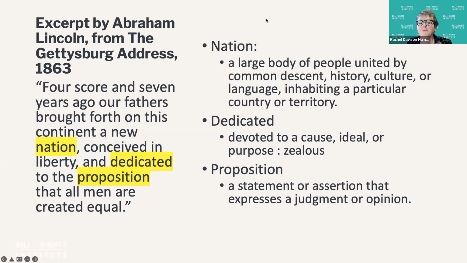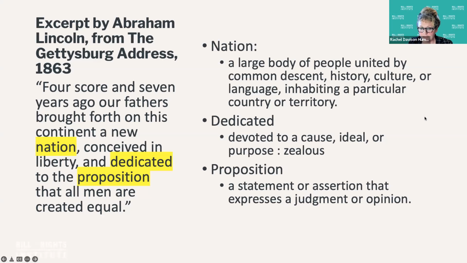So this idea of the propositional nation comes from the first sentence of the Gettysburg Address, where he says, "77 years ago, our fathers brought forth on this continent a new nation, conceived in liberty and dedicated to the proposition that all men are created equal." So let's do a little bit of a close read.